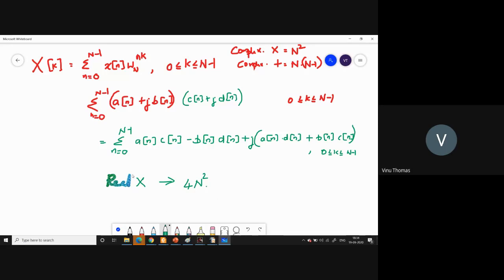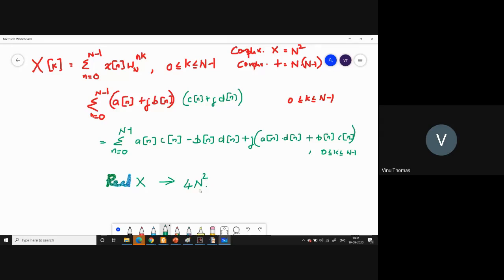So when you look at the hardware implementation, or from the programming perspective, this is the load that you have to take care of. You say that you have n squared complex multiplications, but this is the programming load, because this is the number of actual multiplications that has to be performed. So you require 4n squared multiplication operations.